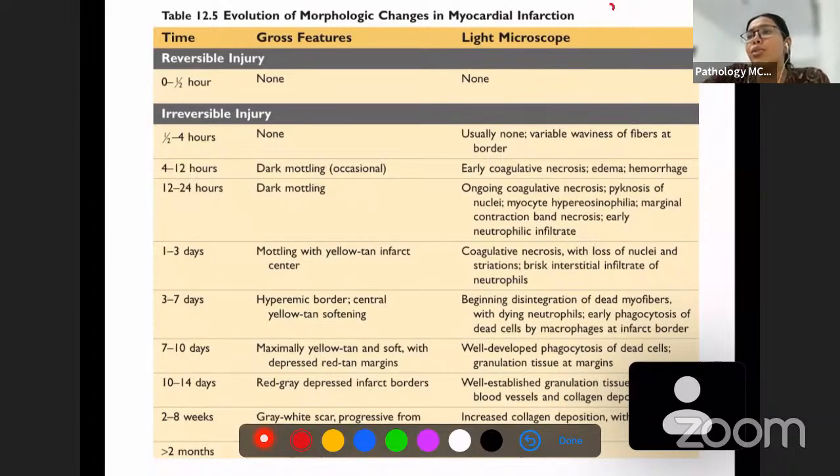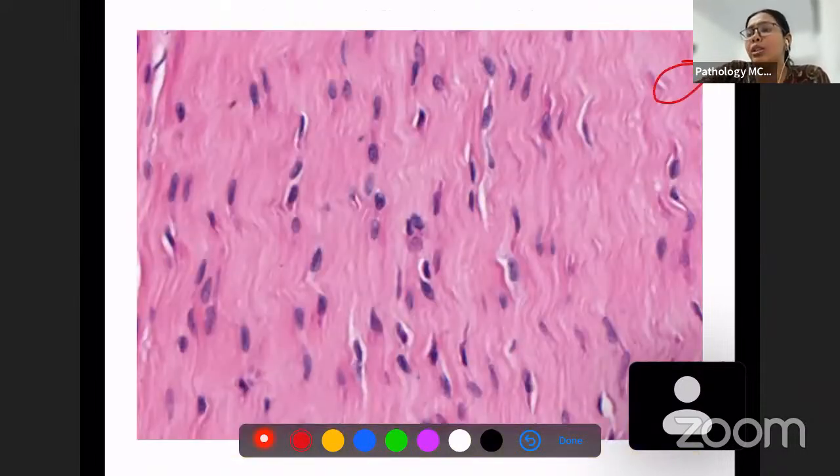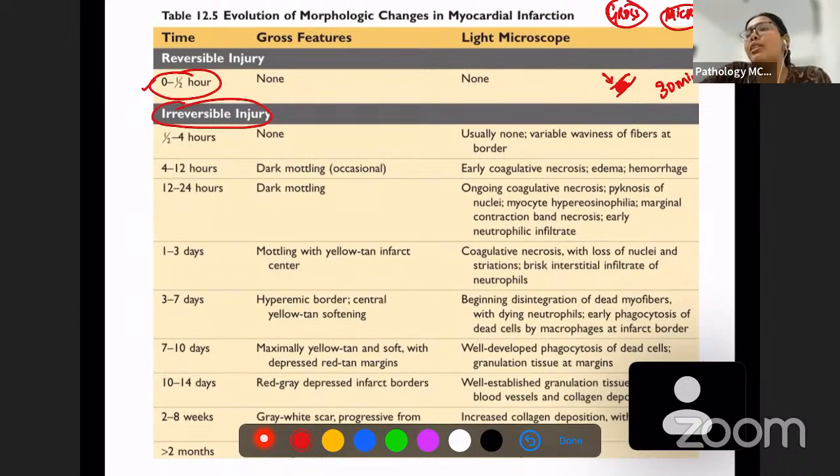Now we're going to discuss a few gross as well as microscopic changes which we can see after infarction. Remember, we know reversible and irreversible injury from general pathology, right? So with reversible injury, you can reverse a myocardial infarction to a normal state. If you reperfuse the heart, for example, and within 30 minutes you're able to remove the clot and reperfuse the heart, then the myocardium will return to normal. Otherwise, it will go into irreversible injury. So that is the basic.